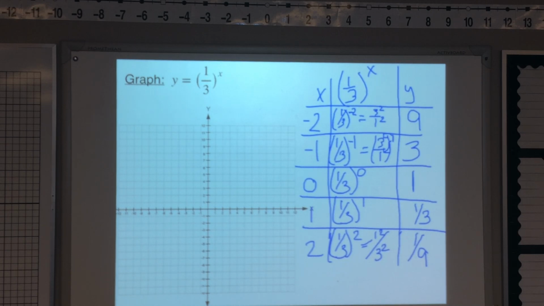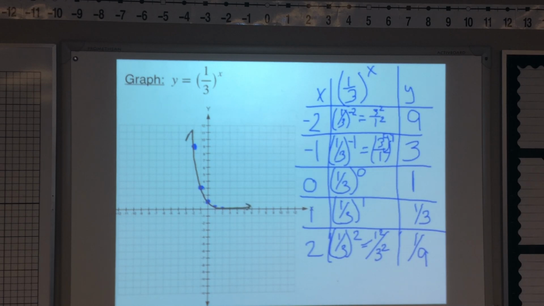Okay, so if I'm at -2, it says I'm way up here at 9. At -1, I'm down here at 3. Okay. At 0, I'm at 1. At 1, I'm at 1/3, which is below a half. And at 2, I'm at 1/9, which is really, really close to the x-axis, but not there. So again, you notice those dots are not equally spaced, right? Making it that exponential function. So I'm going to start that top dot and curve around through.